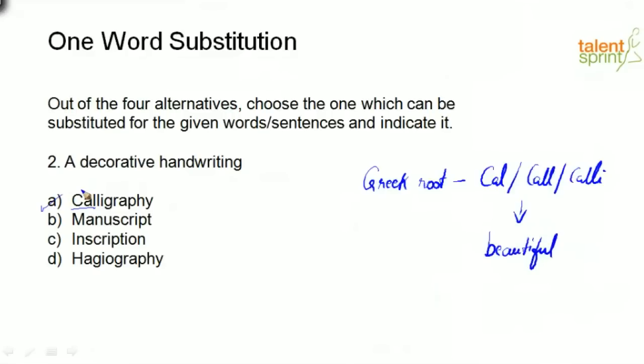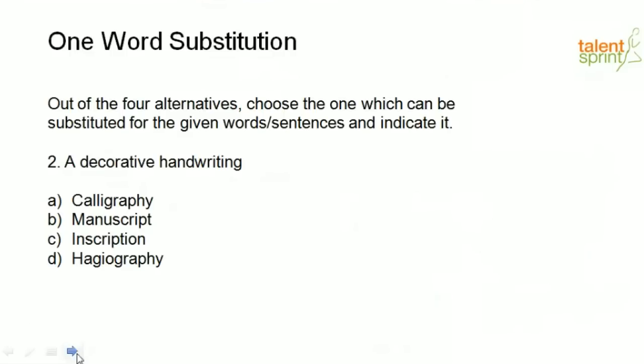Manuscript, on the other hand, Bhaskar, you said a manuscript is a handwritten book, poem, or other document, right? Or you could say it's a collection of all these handwritten documents bound together. That's a manuscript. Inscription, we know, right? Anything, you take a coin or a medal, whatever wording is inscribed on it, that's an inscription. Hagiography is a biography of a saint, right? So here we're looking at a decorative handwriting. So just the knowledge of that root word will get you the correct answer option, calligraphy. Let's look at the next question.